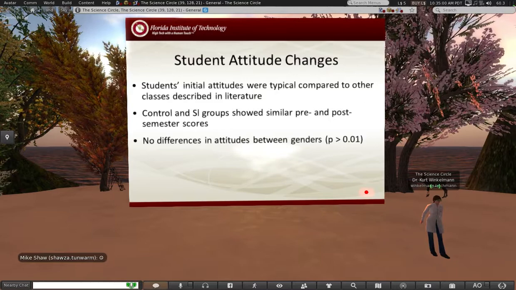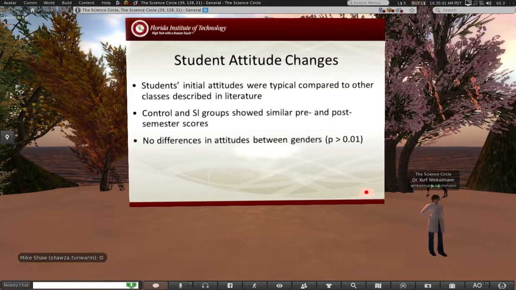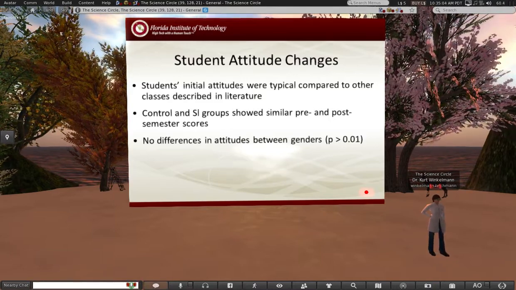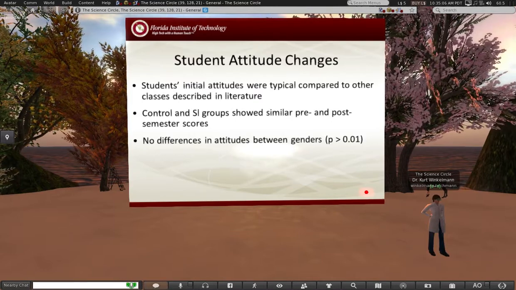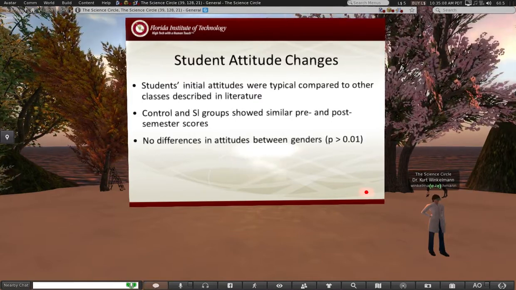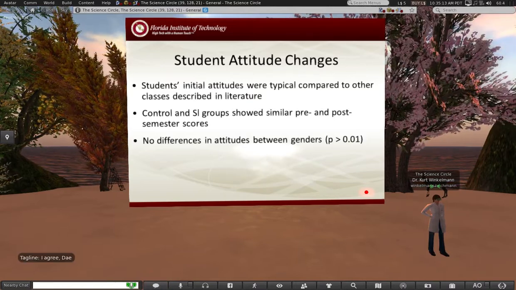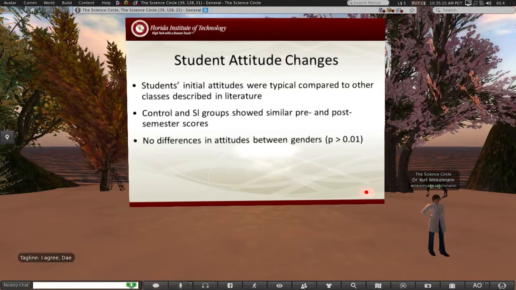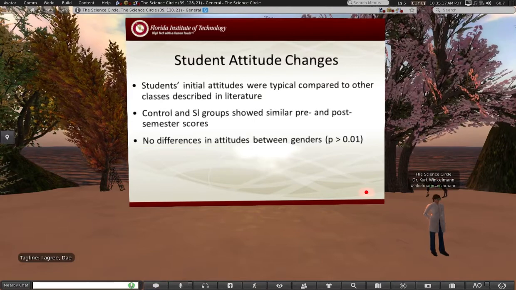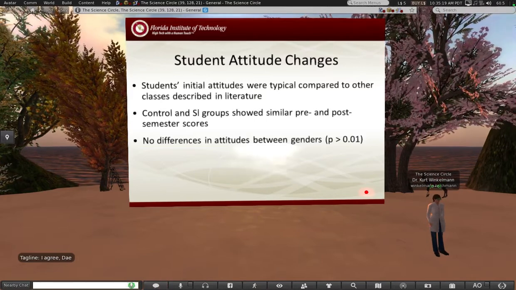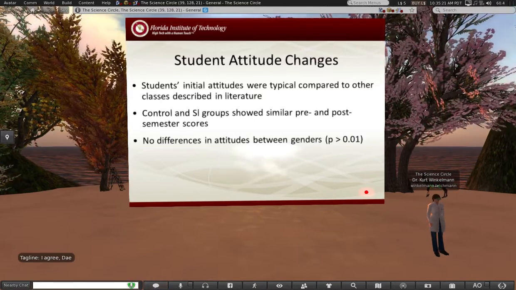So I should mention the students performed these two virtual experiments, but that was among a group of about 12 experiments that they performed throughout the semester. So they had 2 weeks in Second Life, and then they had 10 weeks in the regular lab. The control group did all 12 real-world experiments.